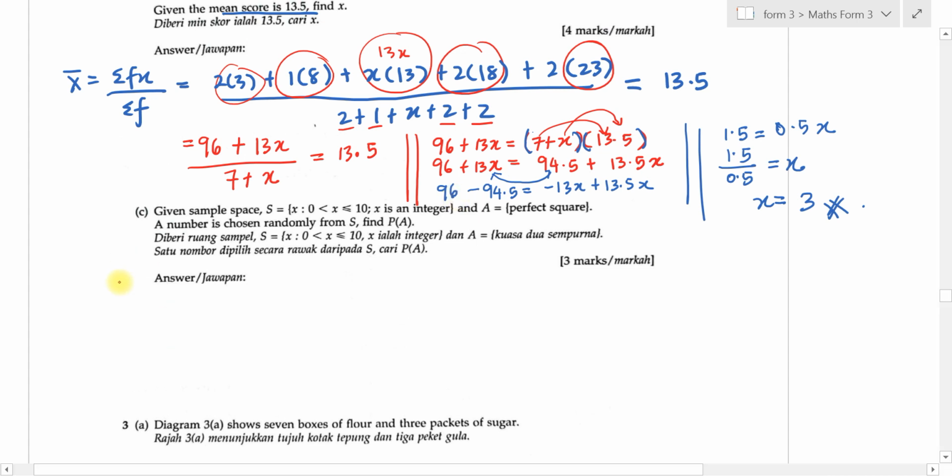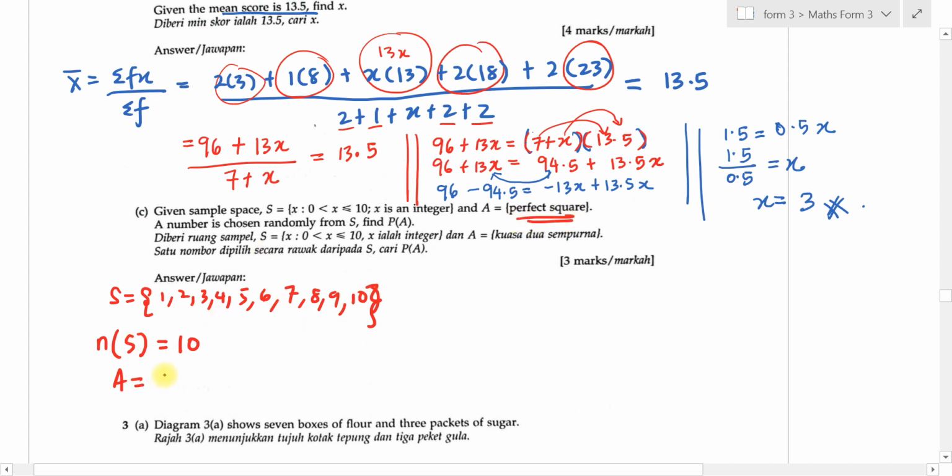First we need to list down properly. This is a probability question. So in your sample space, more than 0 until 10: 1, 2, 3, 4, 5, 6, 7, 8, 9, 10. So the number of elements in the sample space is 10. First thing. And then your A. A is just picking up the perfect squares from 1 to 10.